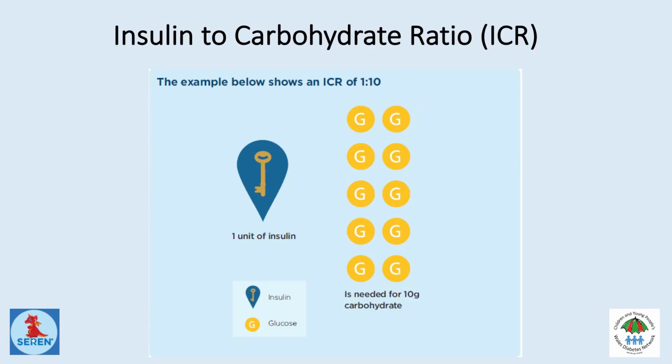Insulin to carbohydrate ratio. Each young person has an individual insulin to carbohydrate ratio. This may be different for different meals. This example is a 1:10 ratio, which means that for every 10 grams of carbohydrate, 1 unit of insulin is needed. Please refer to the young person's individual healthcare plan for their insulin to carbohydrate ratio.